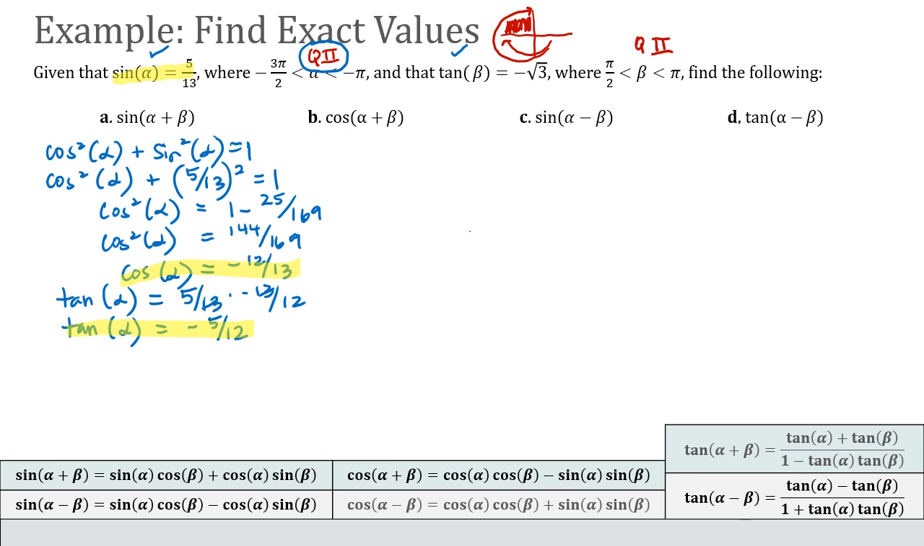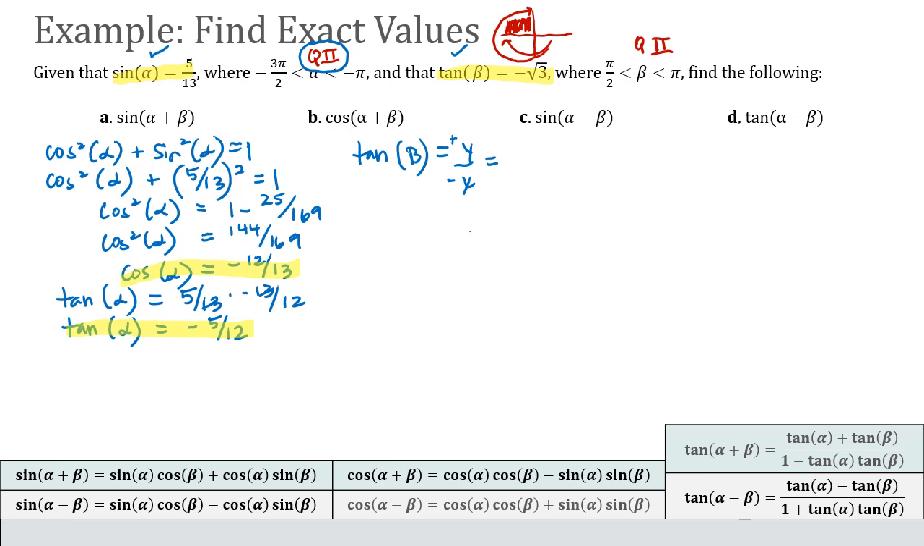Okay, let's move on to beta now. What we know about beta is that the tangent of beta is equal to negative square root of 3. Now, this is a little bit tricky because I have to find out sine and cosine. So let's remind ourselves that the tangent of an angle is equal to some y value over some x value. Now, in this case, because I'm in quadrant 2, I know that the x value will be negative and the y value will be positive.